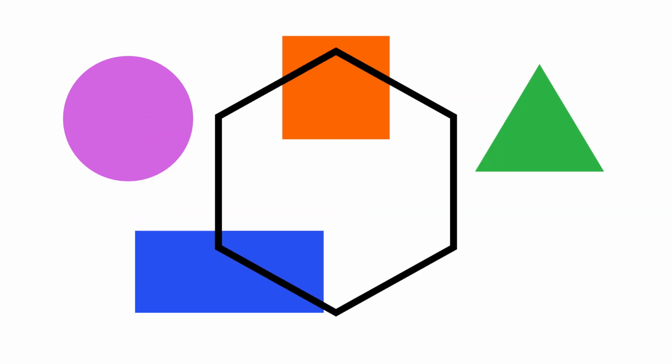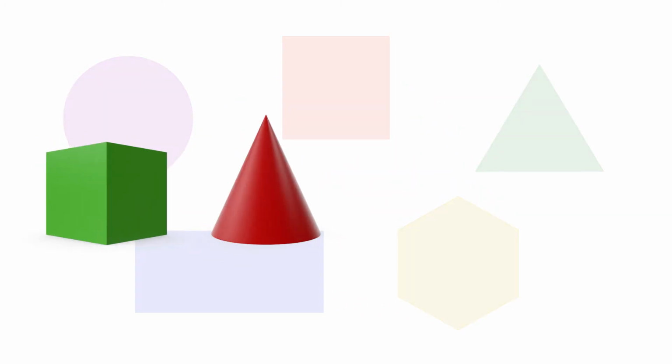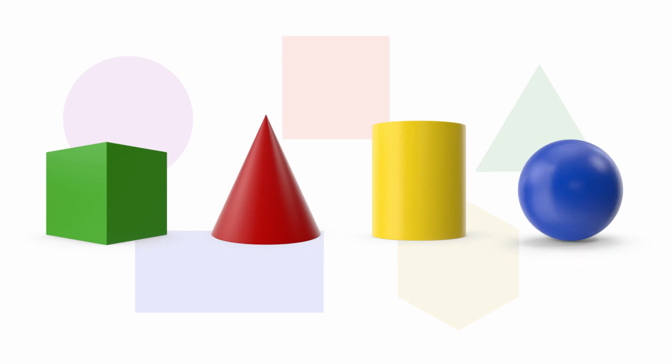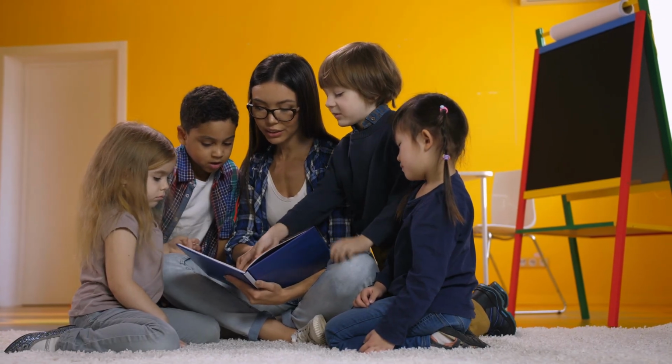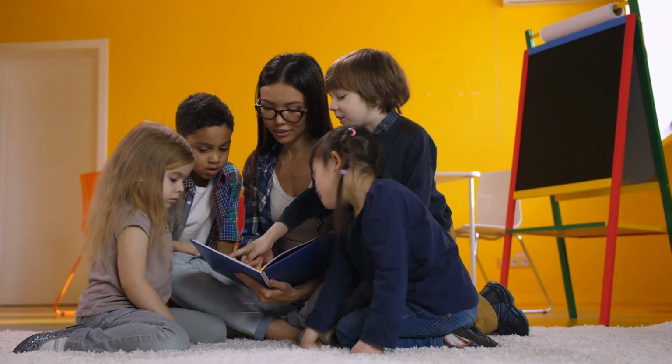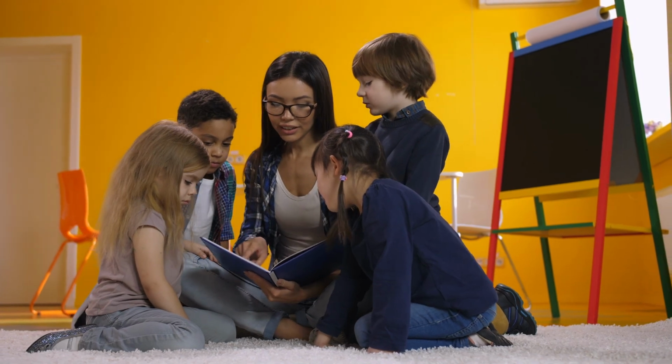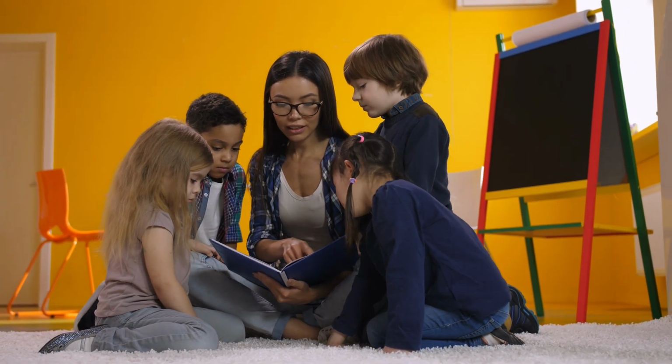Highlight geometric shapes: circles, squares, triangles, rectangles, hexagons. Include three-dimensional shapes like cubes, cones, cylinders, and spheres. We don't want to drill children on vocabulary, but we do want to use it intentionally. When children are familiar with math words, it's easier for them to do math problems when they are in school and beyond.